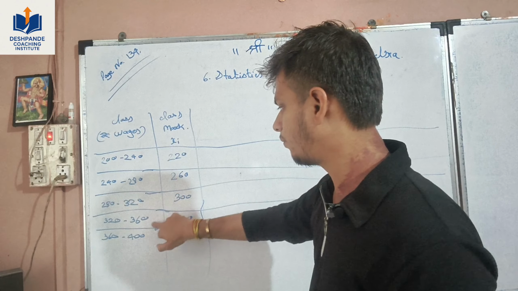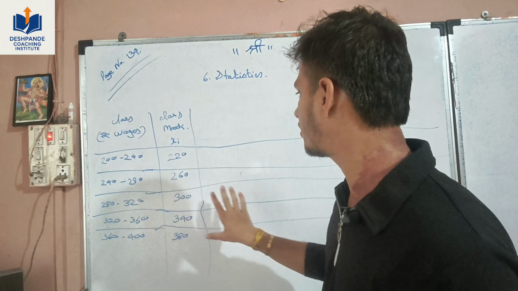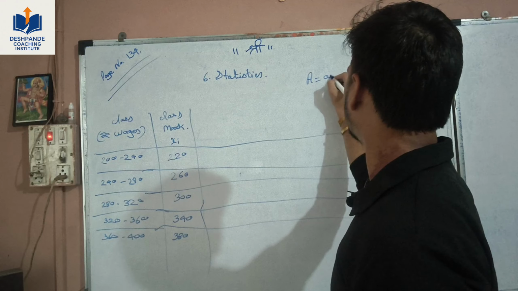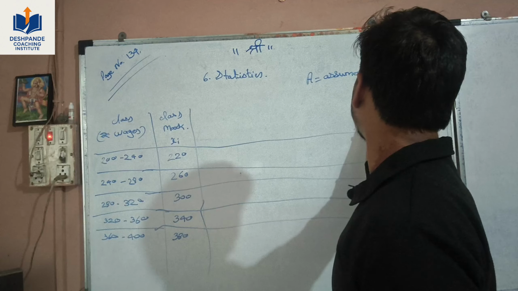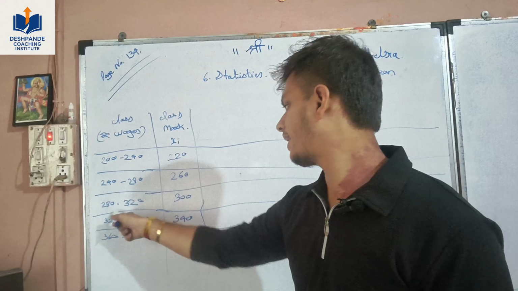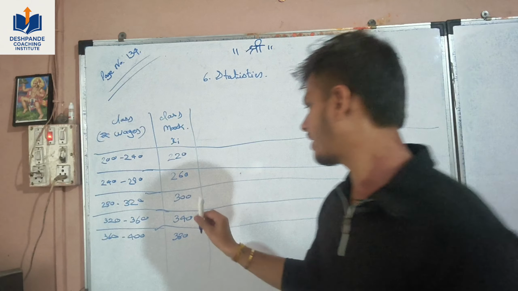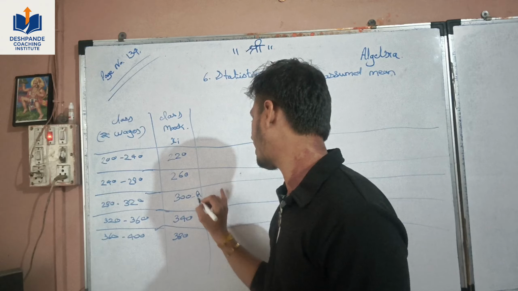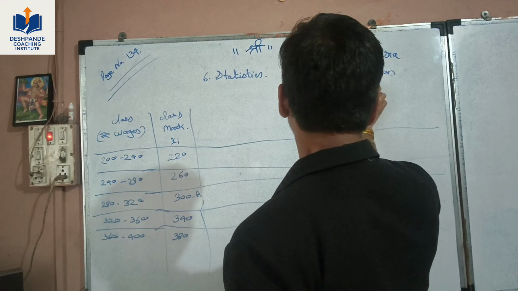Now, how many slots are there? Totally 1, 2, 3, 4, 5 slots. We have to take the middle slot's class mark as the assumed mean, denoted by A. If there are 5 slots, the middle slot is 280 to 320, and its class mark is 300. So 300 is equal to A, the assumed mean. What is the work of the assumed mean? You will get to know in the next column.